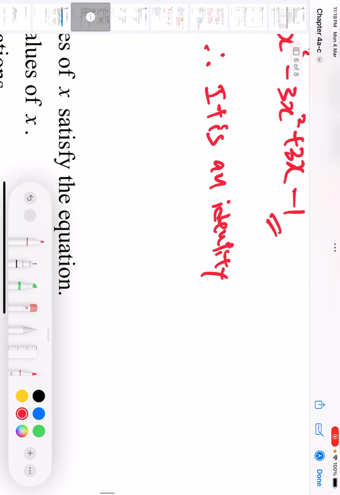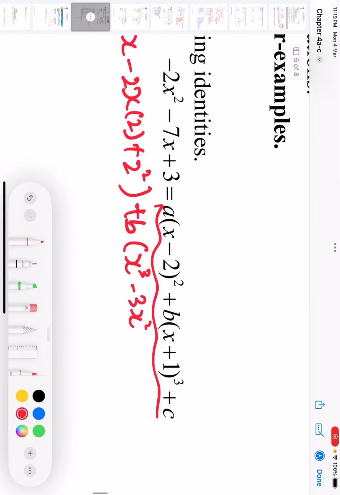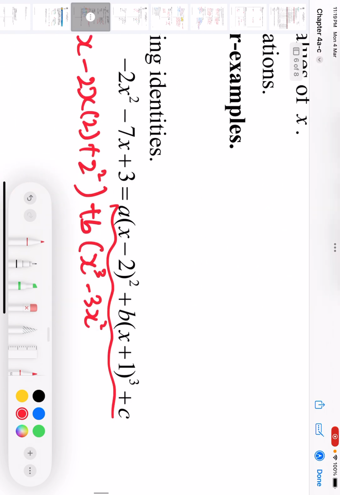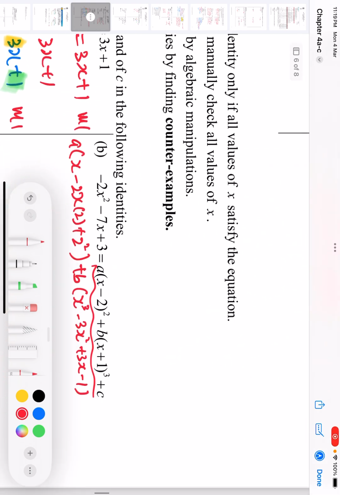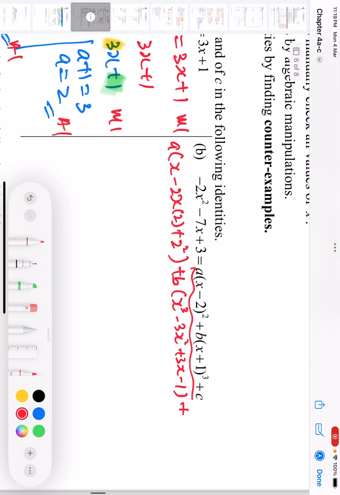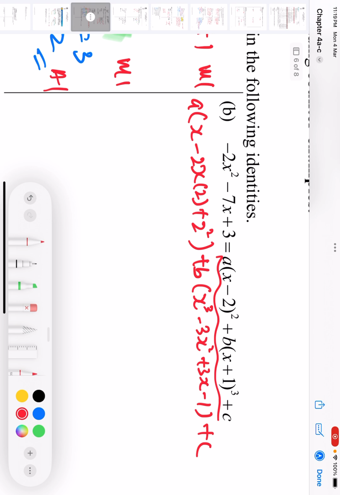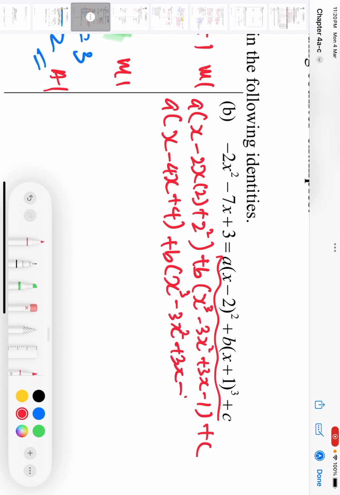x cubed minus 3x squared plus 3x minus 1. And I'm going to have a plus c. Okay, so once I get here, I actually do not have to expand anymore. I just need to simplify whatever is inside. So here I'm going to get a times x squared minus 4x plus 4, plus b times x cubed minus 3x squared plus 3x minus 1, plus c. I actually don't have to expand anymore.